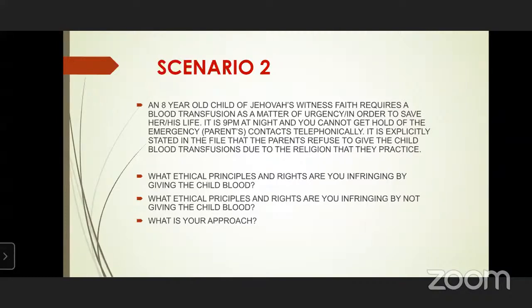But in this situation, you'd also have to look at the right of the child and first do no harm. So if this had to go to court, basically, what have you done as a healthcare professional to make sure that this child stays alive, especially if it is a life-threatening situation like this?